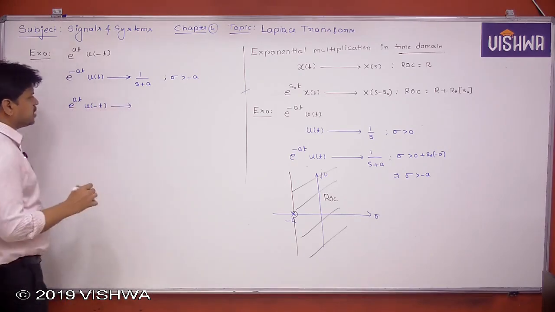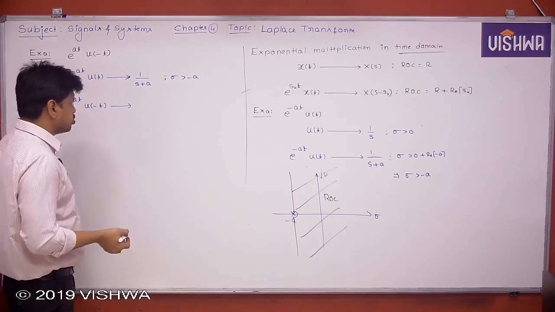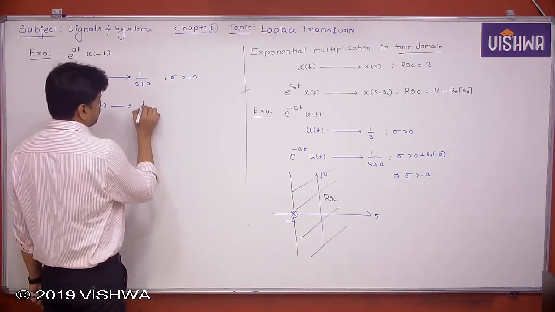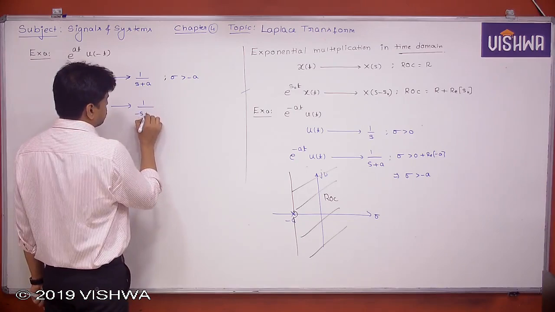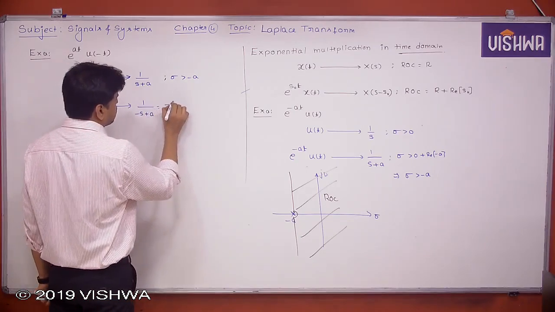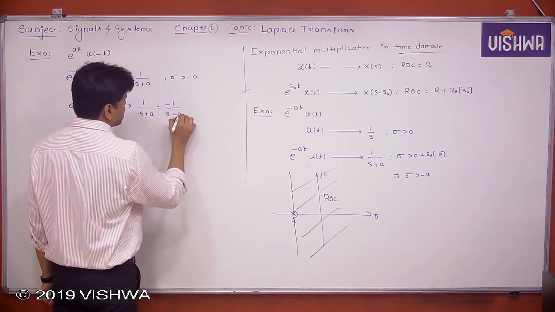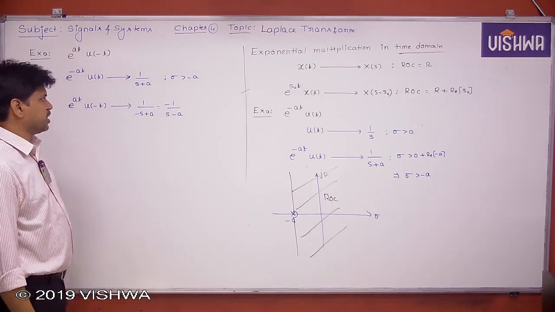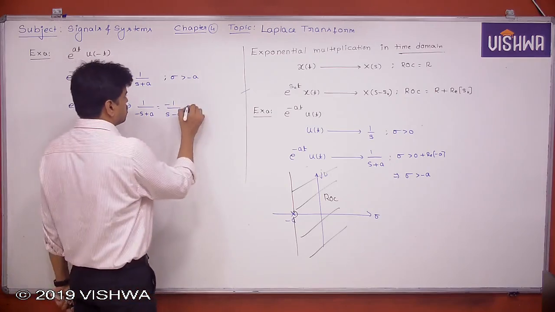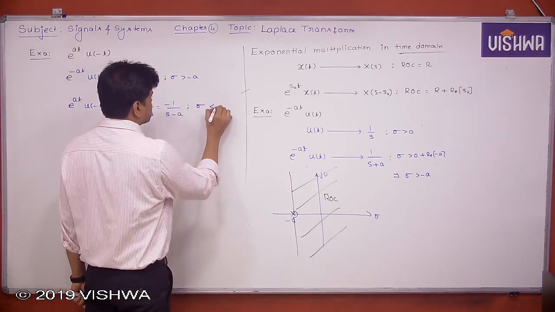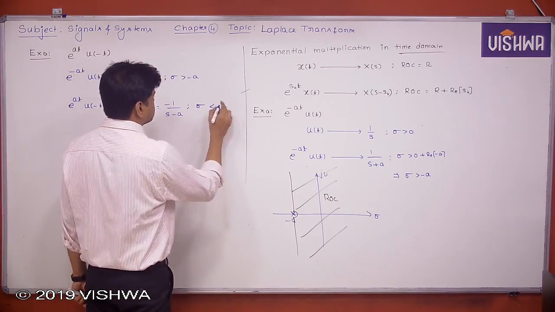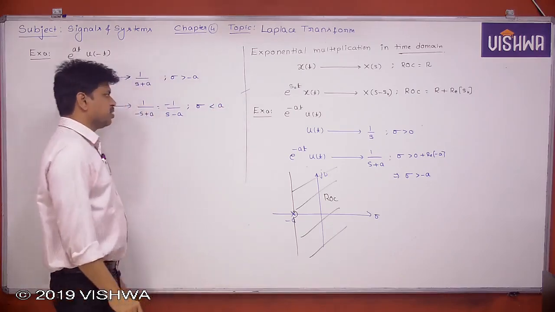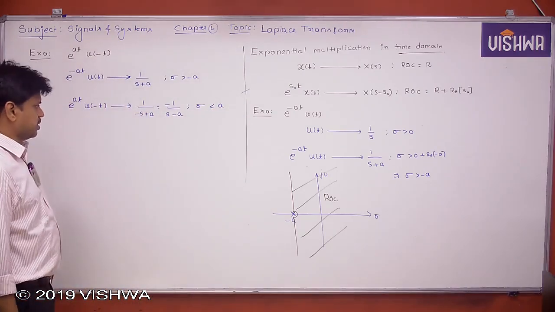Whenever I replace t with minus t, then s has to be replaced with minus s, then 1 by minus s plus a. Or we can write minus 1 by s minus a. If we take minus common out, this is nothing but minus 1 by s minus a. Now here, sigma less than a. Why, sir? Why is it sigma less than a?